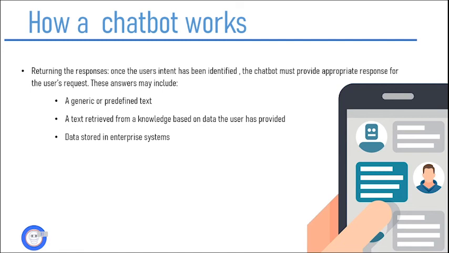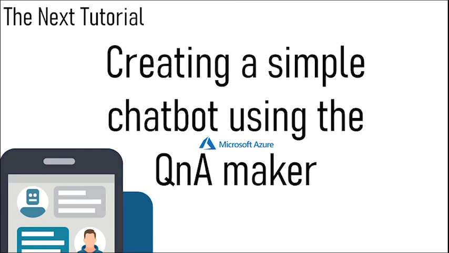The other task is the returning of responses. Once the user's intent has been identified, the chatbot must provide appropriate responses for the user's request. These answers may include generic or predefined text, text retrieved from a knowledge base, data that the user has provided, and data stored in enterprise systems. We're going to have a demo using the Q&A Maker.